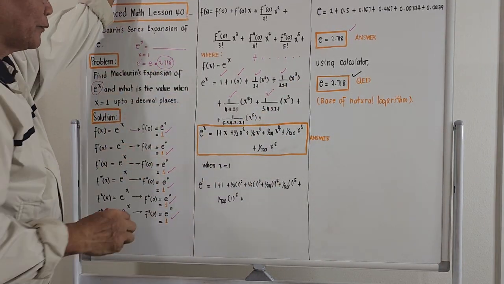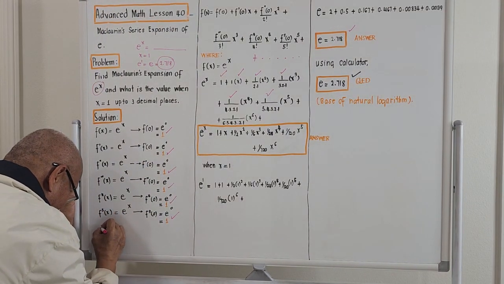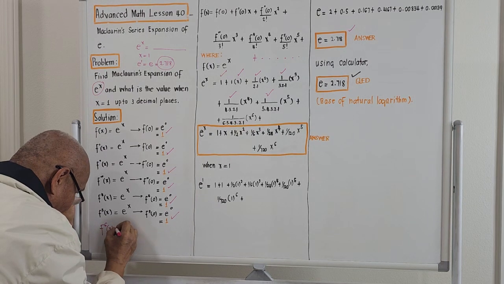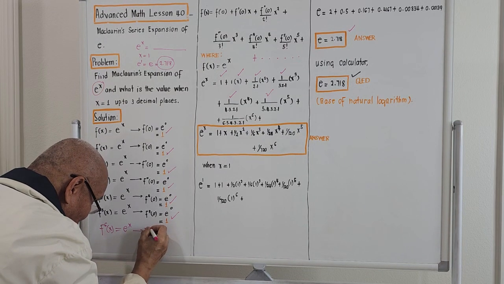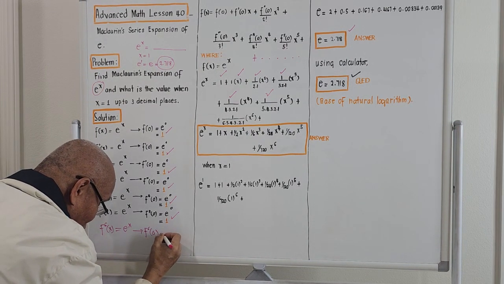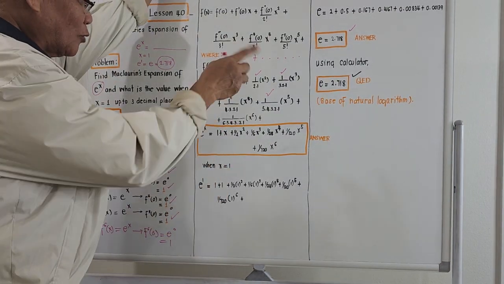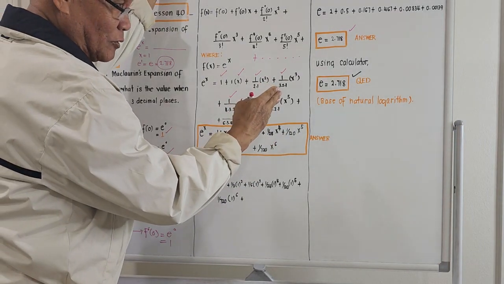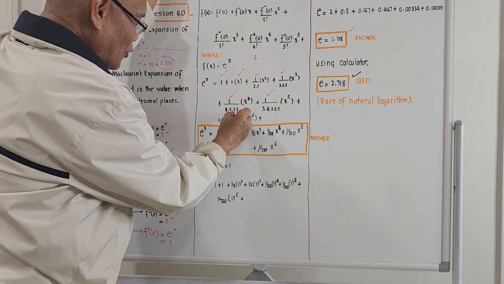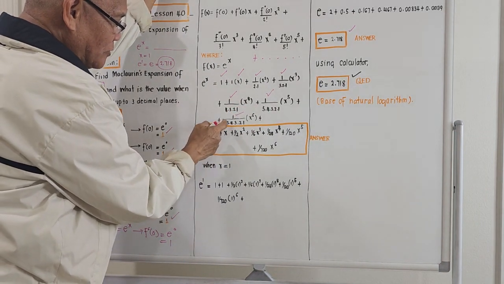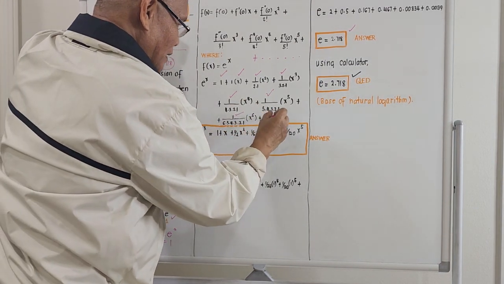I will add one more. Actually, we could place f to the 6 over here. And this should be equal to still e to the x. And if we get the value of f to the 6 of 0, it will be e to the 0, and that is still 1. Okay, so I will add one more here for the solution to be more accurate, right? So it will be 1, f to the 6 of 0 is 1, all over 6 factorial. 6 times 5 times 4 times 3 times 2 times 1, times x to the 6, plus dot dot dot.